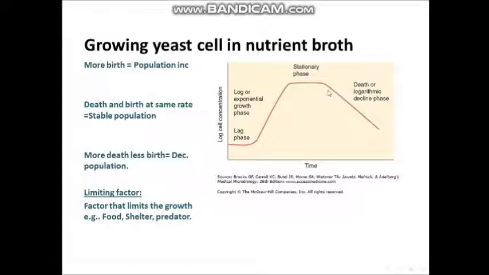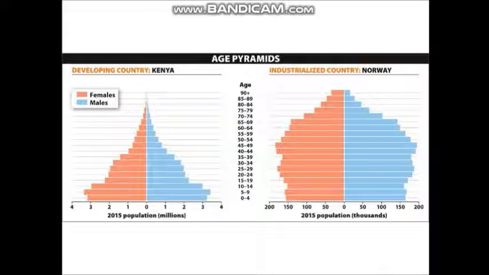Now this factor which is making the cells die, which is controlling the population, is called the limiting factor. So what is the limiting factor? It is a factor that limits the growth. For example, it can be food. Here in the case of yeast cells, we can say it is food. It can be shelter, like for example, if there is a population of rabbits but they don't find burrows, so the shelter is not there and they are more vulnerable to the predators, and the predators can eat them. So limiting factors can be shelter, can be predators, can be food. There are different limiting factors.